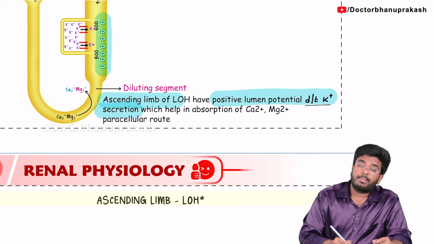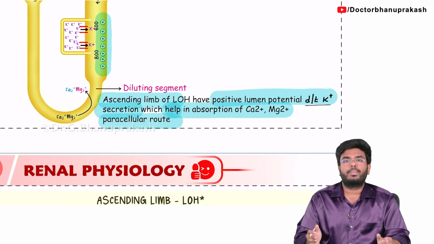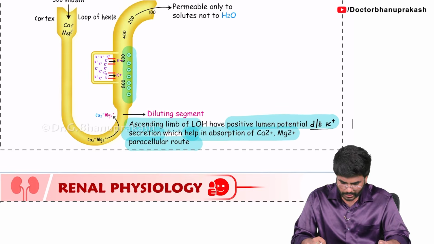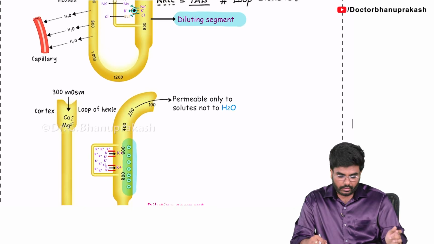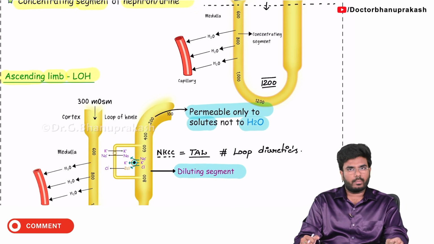The positive luminal potential helps in absorption of calcium and magnesium via the paracellular route. Paracellular route means in between the cells. So in between the cells, the calcium and magnesium will escape into the medulla. Okay, so done. With this, we have completed the descending limb of the loop of Henle and the ascending limb of the loop of Henle.